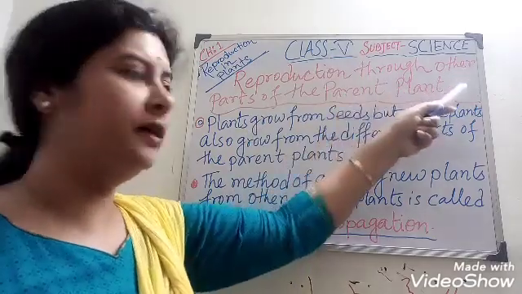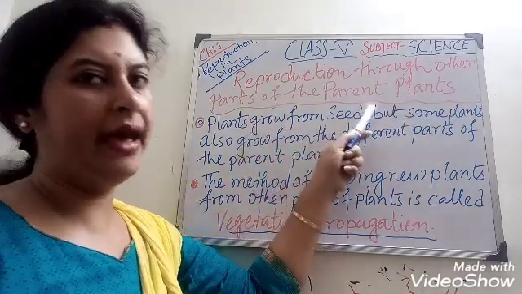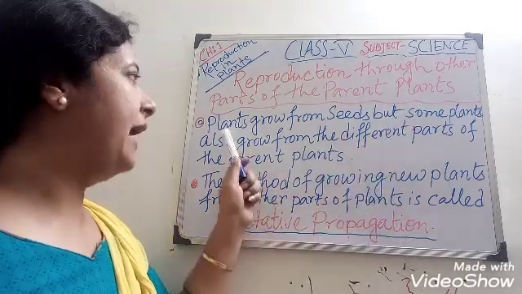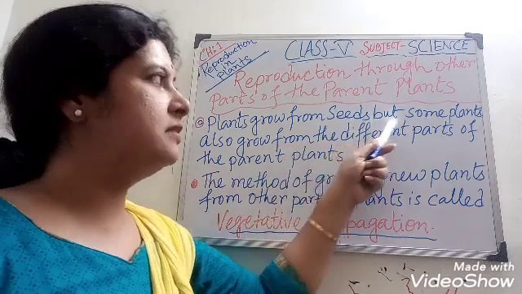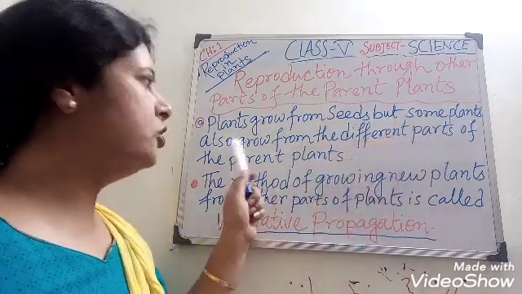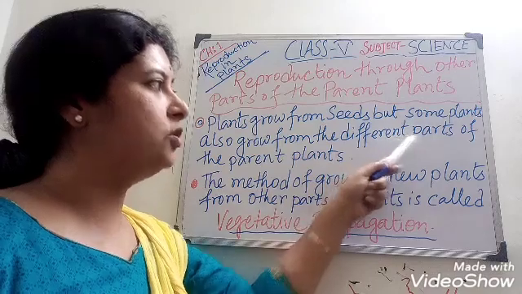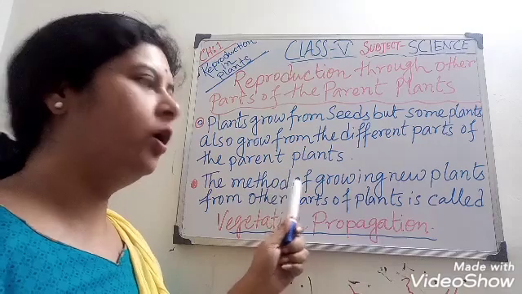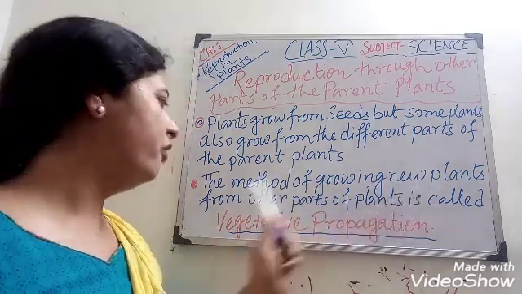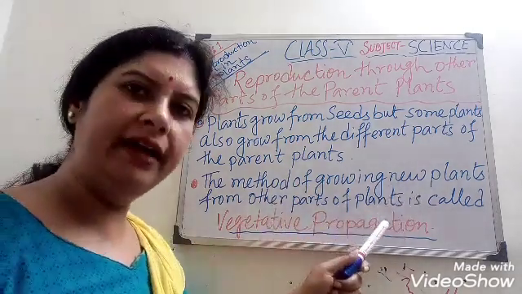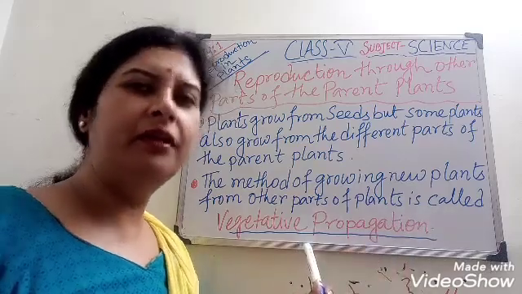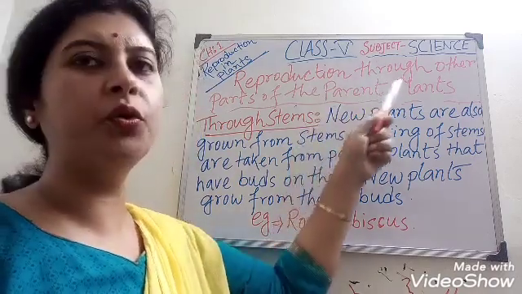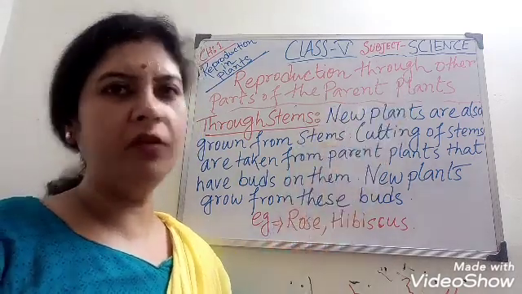Move on to next topic. Reproduction through other parts of the parent plants. As you already know, children, plants grow from seeds, but some plants also grow from different parts of the parent plants. The method of growing new plants from other parts of a plant is called vegetative propagation. Now we are going to discuss reproduction through other parts one by one.